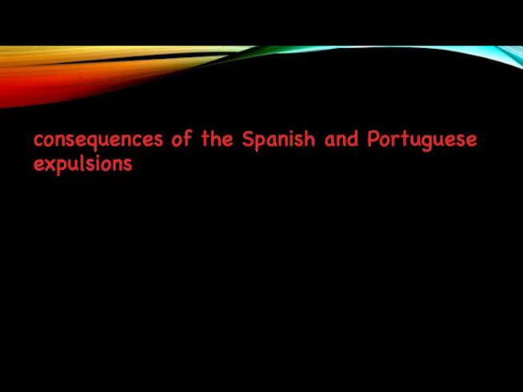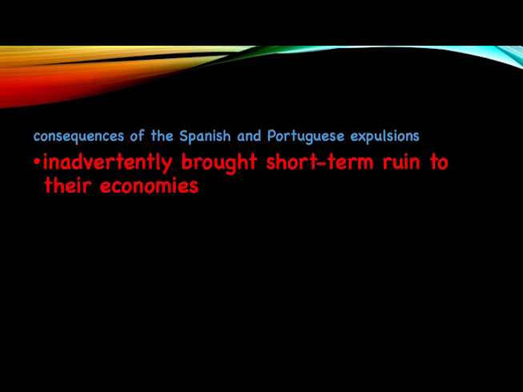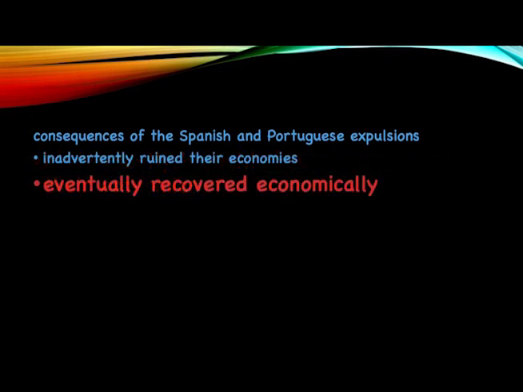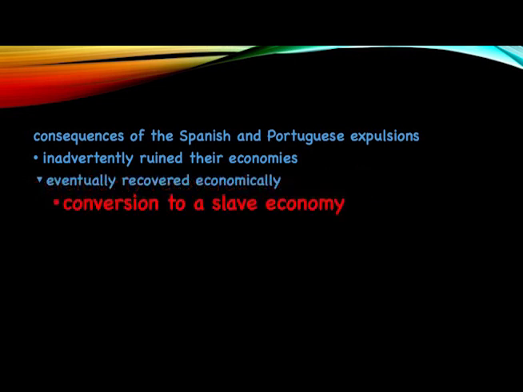In addition to putting an end to the millennial presence on the Iberian Peninsula, the Spanish and Portuguese expulsion had other major consequences. The expulsion brought short-term financial ruin on Spain and Portugal. The downturn in the economy was a direct consequence of expelling some of the most educated and most productive people in the two kingdoms. Economic recovery of the two kingdoms came unexpectedly. First, Portugal had recently converted to a slave economy with the production of sugar, one of the most expensive commodities up to the 15th century.